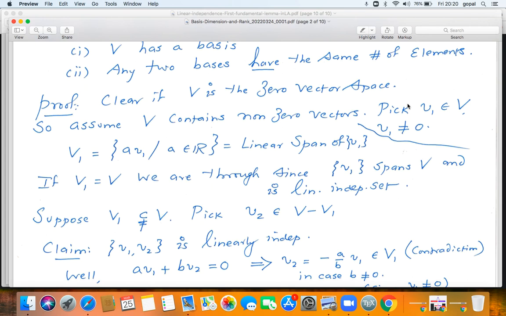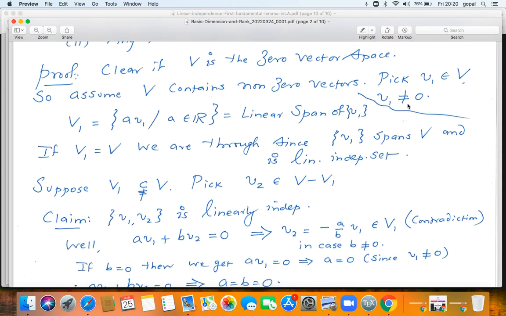Let us now first show that the set containing these two vectors v1 and v2 is linearly independent. Suppose a v1 plus b v2 is 0. That means that, if b is not 0, then I can rewrite this equation as v2 equals minus a by b times v1. But that's a contradiction, right? Because v2 is not in capital V1, right?